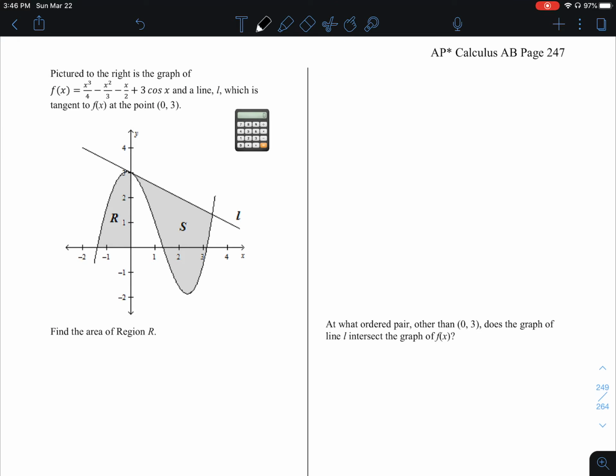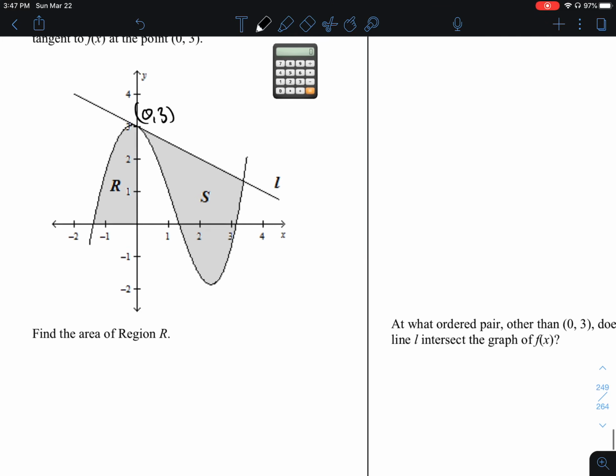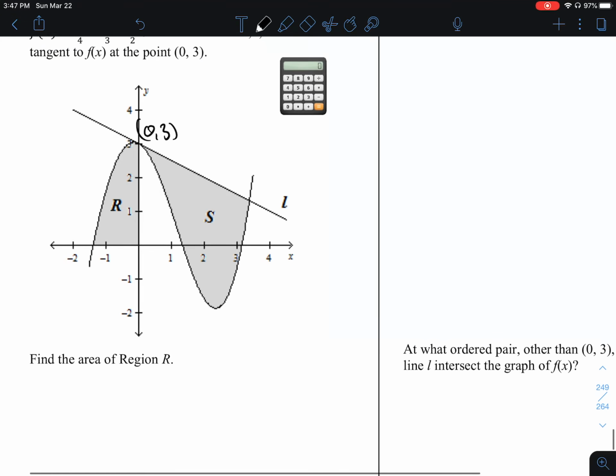Pictured to the right below is the graph of f of x, and it is a doozy, and line L, which is tangent to f of x at point (0, 3). That's important to know. Find the area of region R.